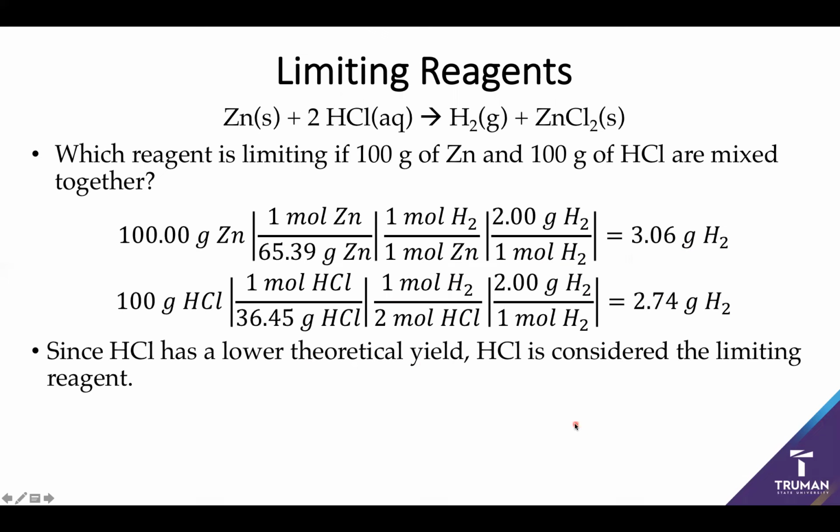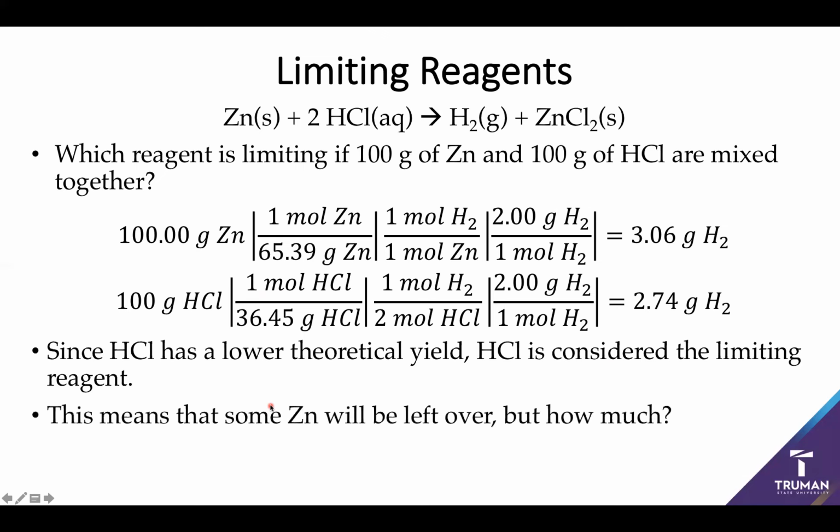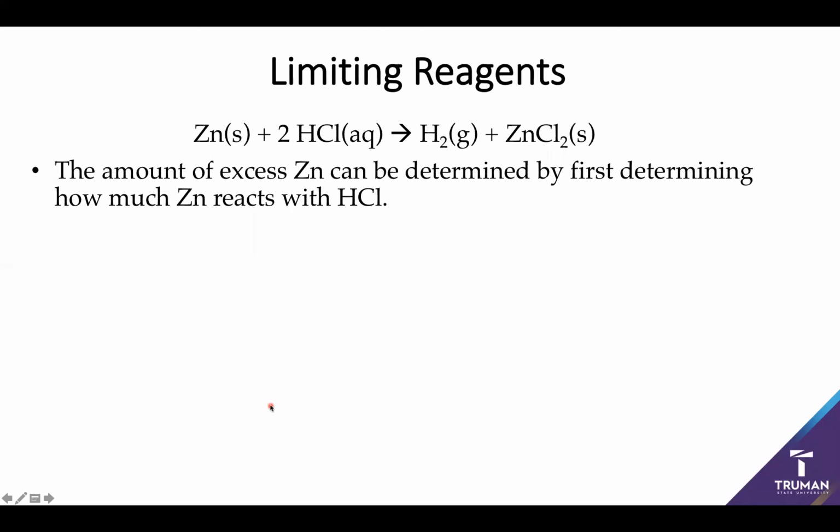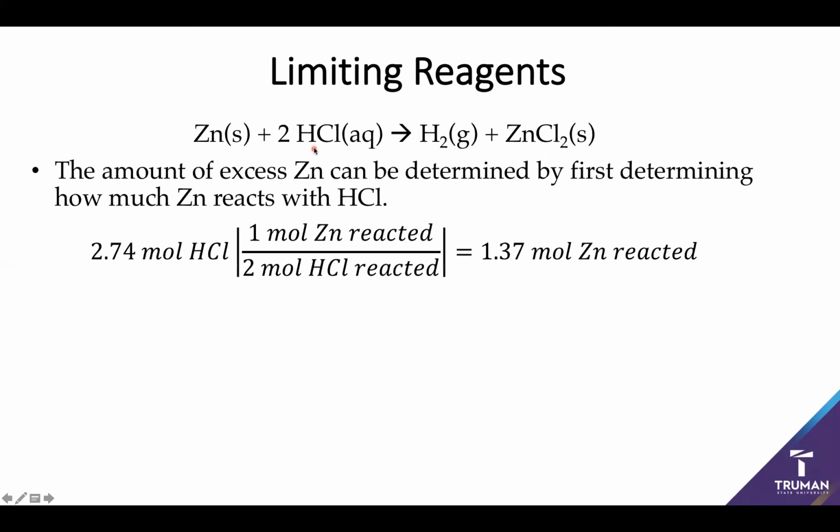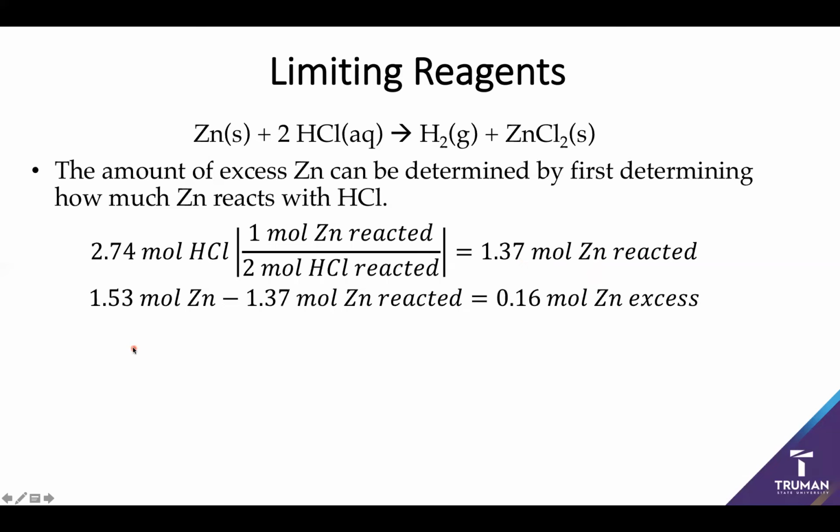Now, what this means is that if the reaction goes to completion, I'm going to have some zinc left over. But how much? One of the ways you can do this is figure out exactly how much zinc is going to be reacted by 100 grams of HCl. So I know I've got 2.74 moles of HCl. And using the stoichiometric ratio, this means that 2.74 moles of HCl will react with 1.37 moles of zinc. But I have 1.53 moles, as we calculated earlier. This means I've got about 1.16 moles of zinc that will remain unreacted.